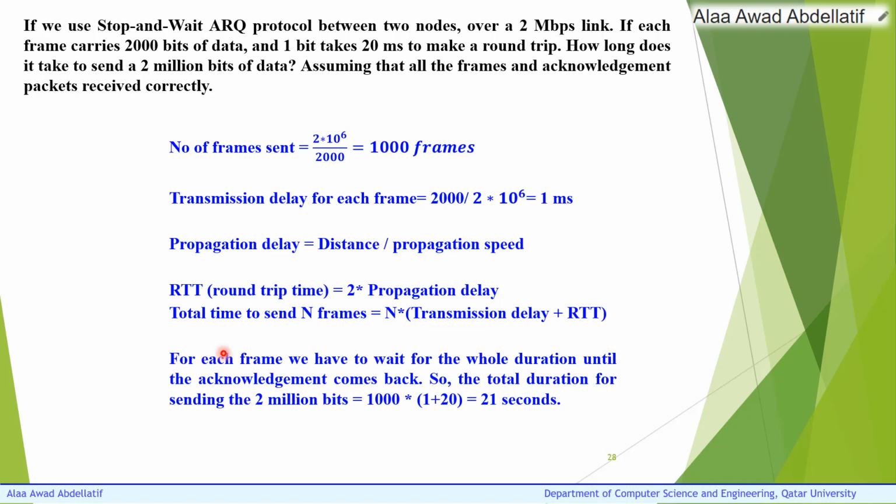Over the link you have stop and wait. I'm choosing one frame and waiting for the acknowledgement. This is stop and wait automatic repeat request. The bandwidth is 2 megabits per second, each frame is 2000 bits, and the round trip is 20 milliseconds. I need to send 2 million bits, with all frames and acknowledgements received correctly. What's the time to send 2 million bits?